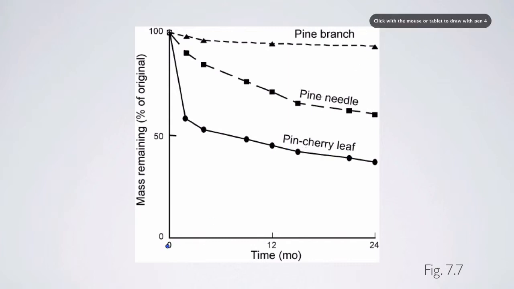On the x-axis here is time, and this is in months. So here's 1 year and 2 years, and on the y-axis we have the mass remaining at that point in time. So initially it's 100%, and then we have 50 and 0. And you can see the pin cherry leaf, which is considered to be a relatively nutritious, high quality part of the plant, and pin cherry itself is a high fertility species, loses a lot more matter at any one point in time than the pine needle does or the pine branch. So this is a time course of decomposition of these three different types of organic matter.